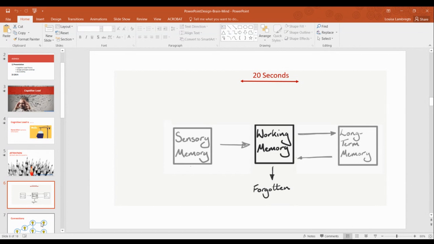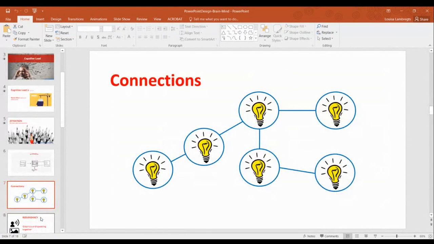And it's important for us as presenters to provide the right signals. And that can be visual prompts or auditory prompts to help students absorb the new information. And making those connections to long-term memory is what needs to happen in order for learning to truly happen. So learning is really all about those connections.